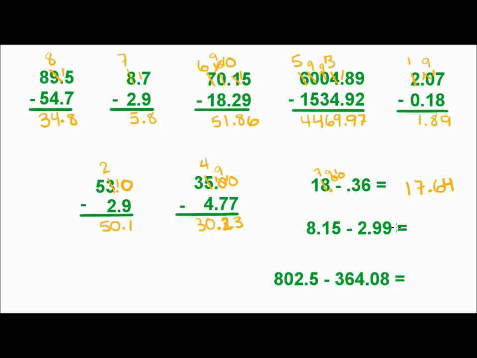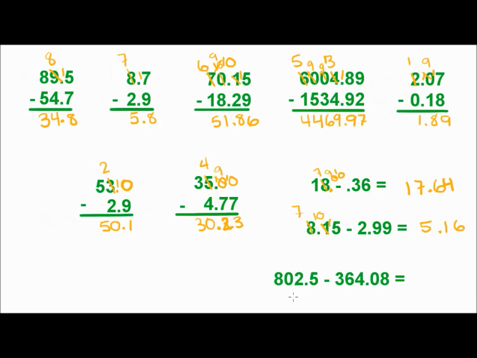Over here we have 5 minus 9. We have to borrow from the 1, make it a 0. Make that a 15. 15 minus 9 is 6. 0 minus 9, we have to borrow from the 8, make that a 7. Make that a 10. So 10 minus 9 is 1. We have the decimal points, add that in. And then 7 minus 2 is 5.